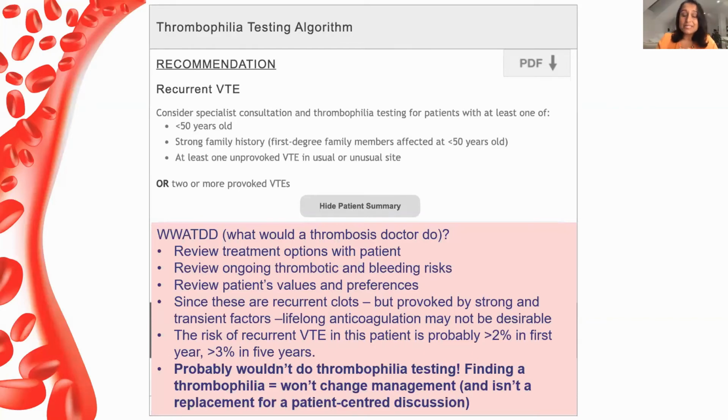And in my experience, most patients and providers would not opt to treat patients like this long term, and many would not opt for thrombophilia testing, because no matter what we find, it's probably not going to change management. So doing testing here is just really not meaningful.